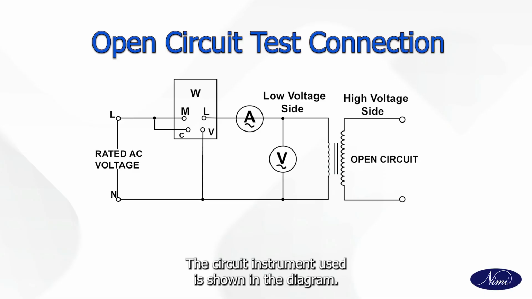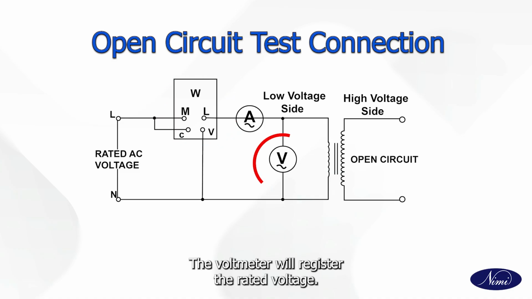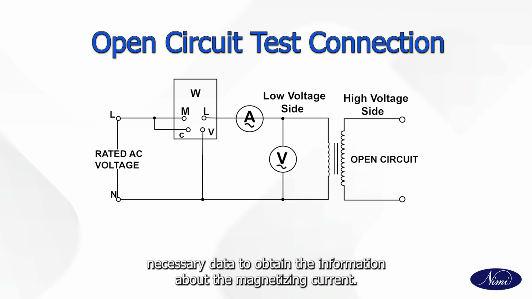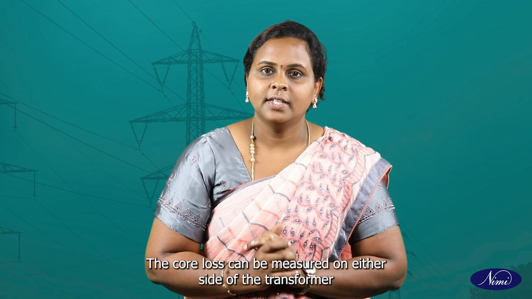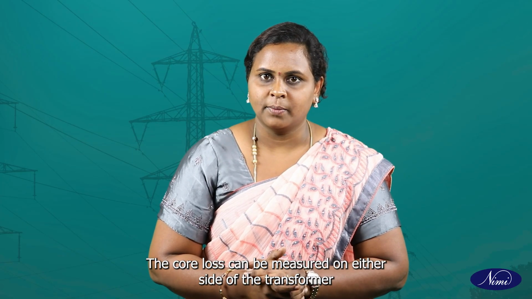The circuit and instruments used are shown in the diagram. The wattmeter indicates the core losses. The voltmeter will register the rated voltage. The ammeter reading in conjunction with the voltage will provide the necessary data to obtain information about the magnetizing current. The core loss can be measured on either side of the transformer.